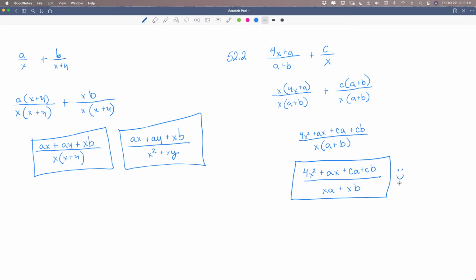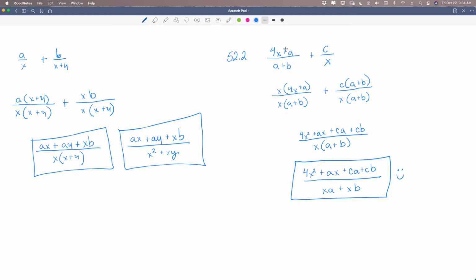4x squared plus ax plus ca plus cb over xa plus xb, or over x times a plus b. Either one of these is correct. This is as far as you can go, and this is almost as far as you can go. It's right next door. But what we did was I took these two denominators and I multiplied them against each other, which gave us x times a plus b as your denominator, the common denominator.